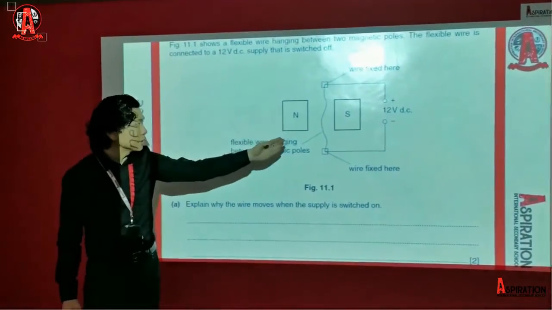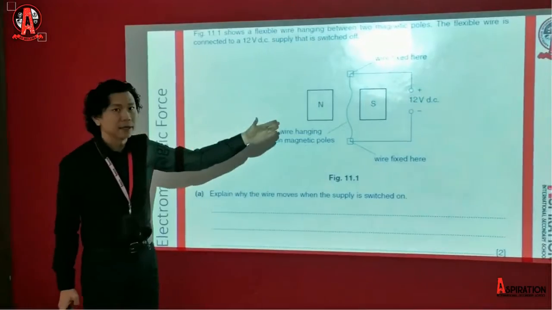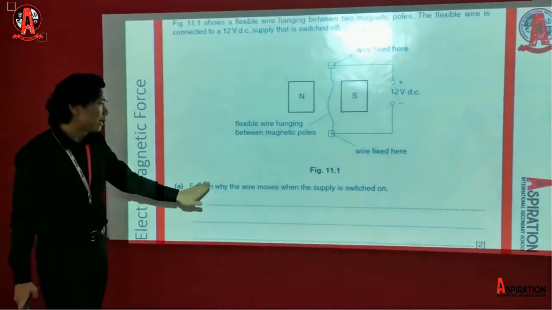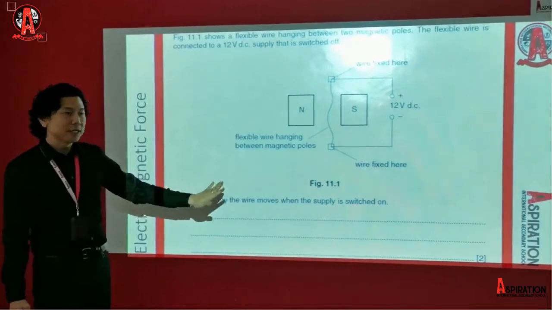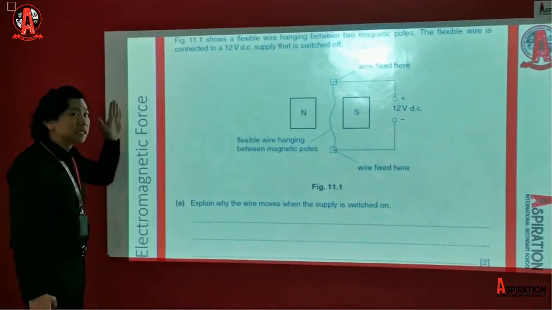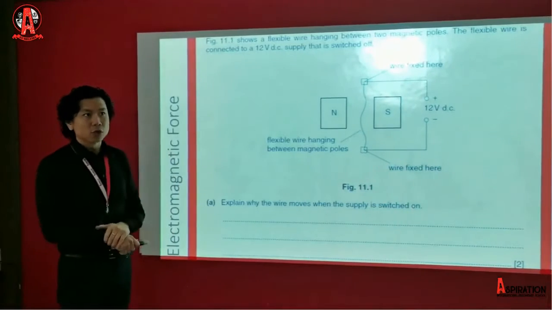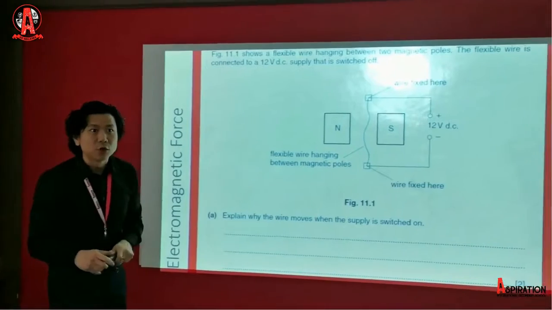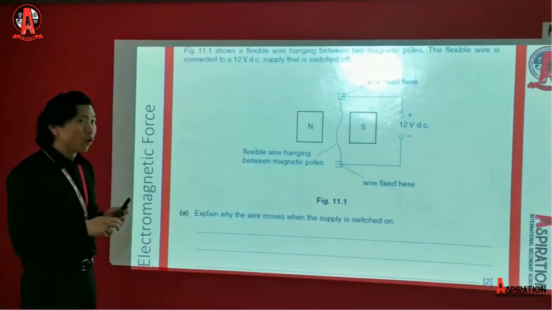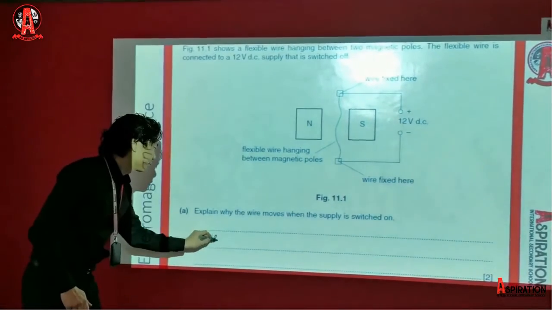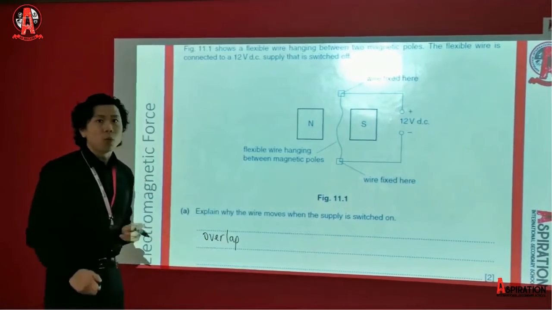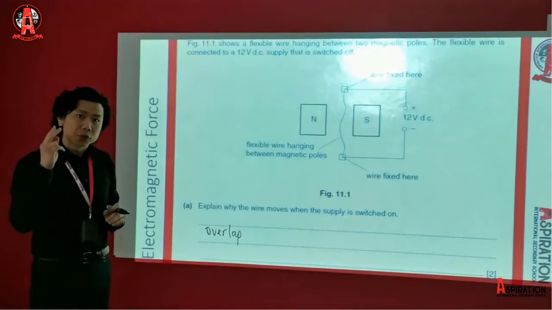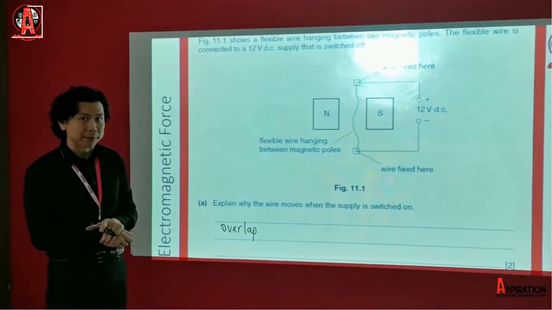There is a current carrying conductor in between two permanent magnets. So the question is, why does the wire move? This is an example of an induced force. When we understand that force is being induced, we use the keyword overlap. Now, what is being overlapped? There are two things being overlapped. There are two magnetic fields that are being overlapped.